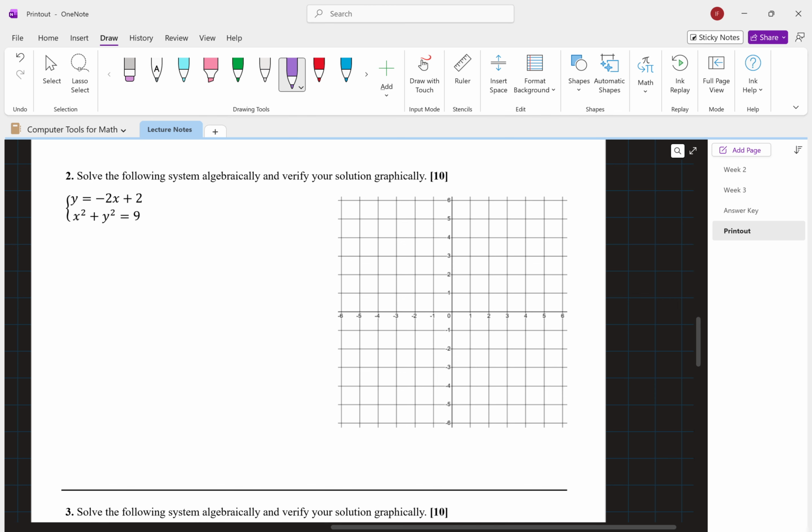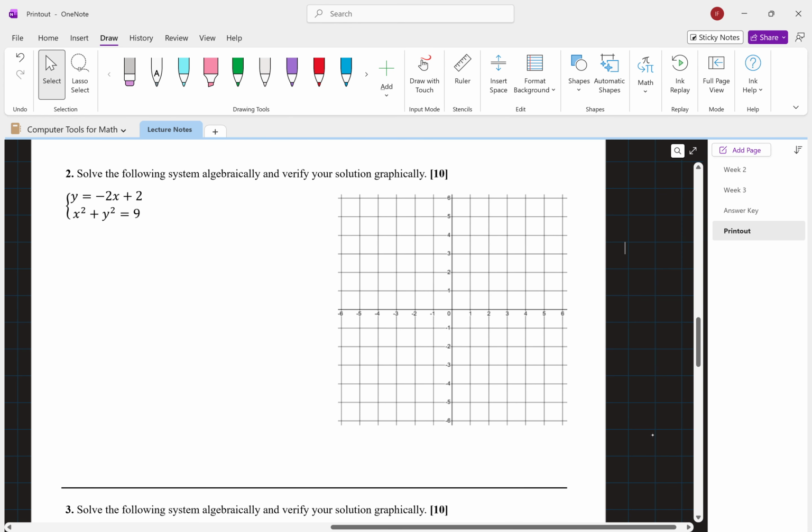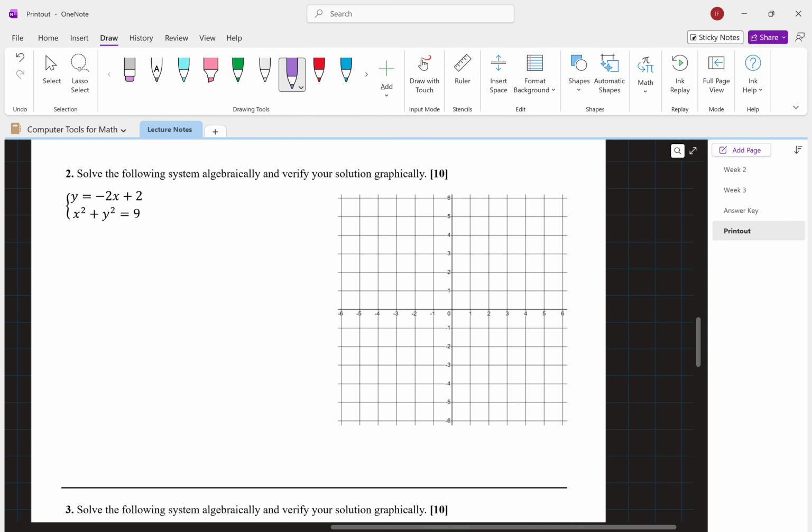Problem 2. It says to solve the following system algebraically and verify your solution graphically. So here we're going to have a slightly more complicated system of equations than we did in problem 1. And we're going to have to take it one step further by verifying our solution on the graph, just by sketching out a graph. So we're going to use substitution again for this problem.